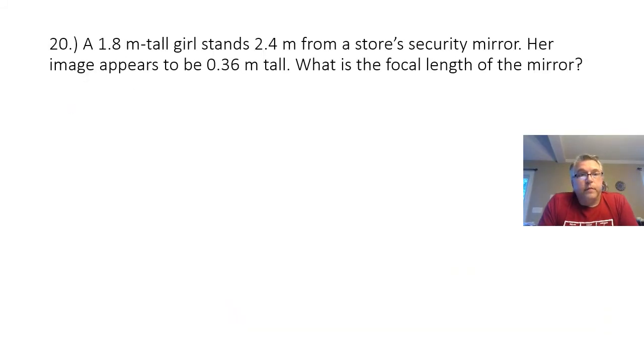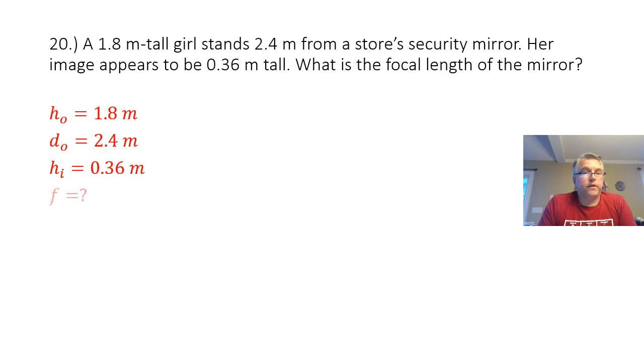Problem 20. A 1.8 meter tall girl stands 2.4 meters from a store's security mirror. Her image appears to be 0.36 meters tall. What is the focal length of the mirror? We are given the object height, which is 1.8 meters. We are given the object distance, 2.4 meters. And the image height, 0.36 meters. And we are looking for the focal length.